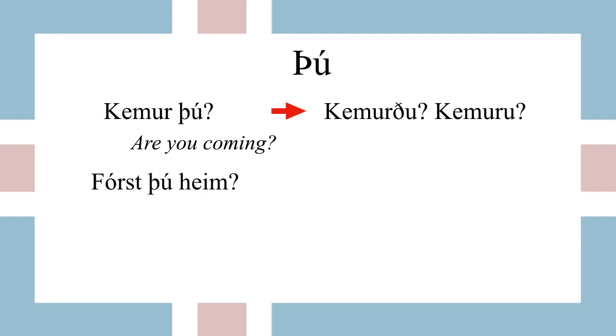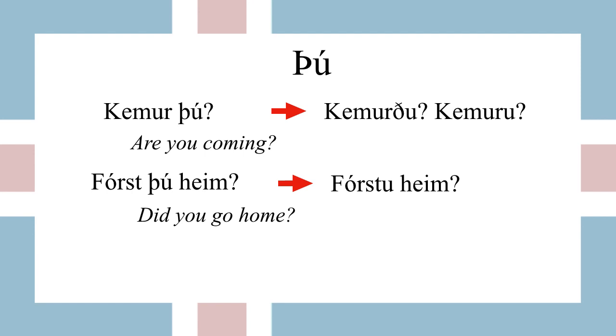Here's another example. Fórst þú heim, which means did you go home? This is going to become fórstu heim. So again, this time we're just totally losing the thorn sound, and it's because we already have that t there. And again, our ú vowel is becoming a short u vowel, and people will definitely write it this way. They won't usually write it as two separate words, fórst þú. They'll write it as one, fórstu. So with þú, it's a little bit special that way, that we actually smash the words together even in writing.